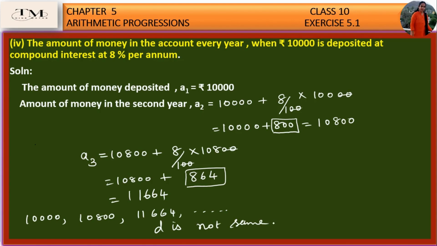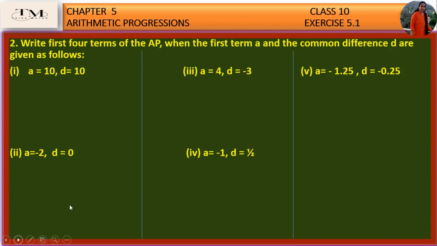D is not the same, so the given sequence is not an arithmetic progression. Understood? Let me go to the next problem, which is so easy. Write the first four terms of the arithmetic progression when the first term A and the common difference D are given as follows. We have to write the four terms.